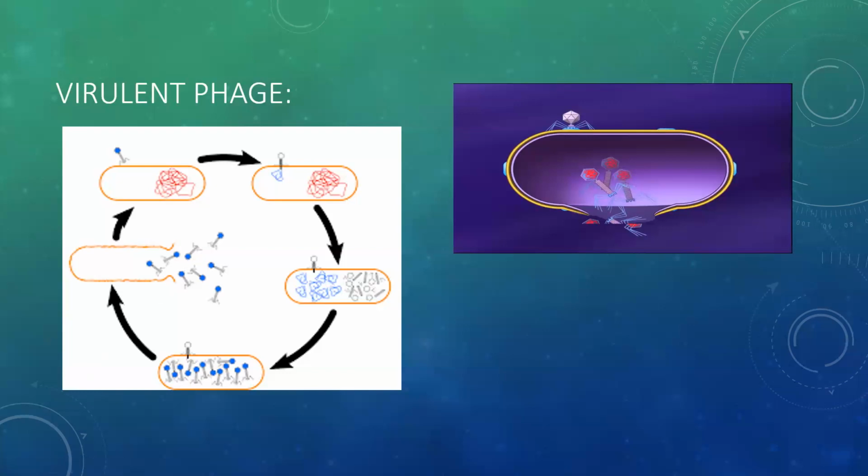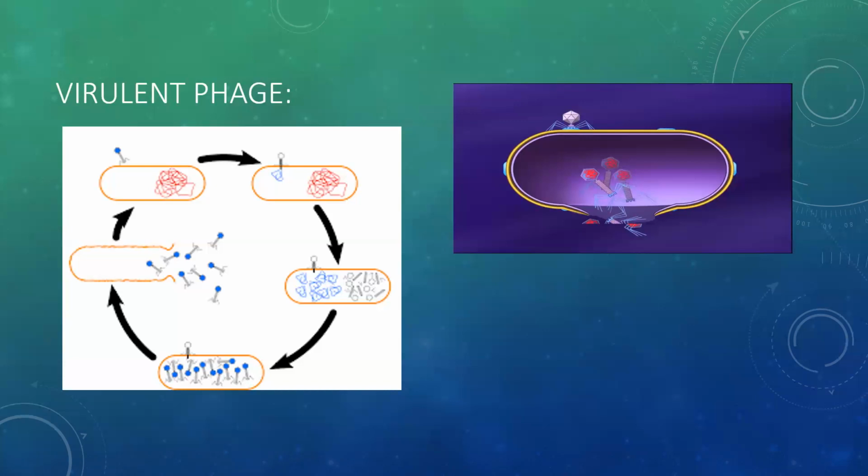the phages again secrete the enzyme which ruptures the bacterial cell wall and releases these phages into the environment, from where they again infect another bacteria and cause disruption. So this cycle is called lysis, or we call this the lytic cycle.